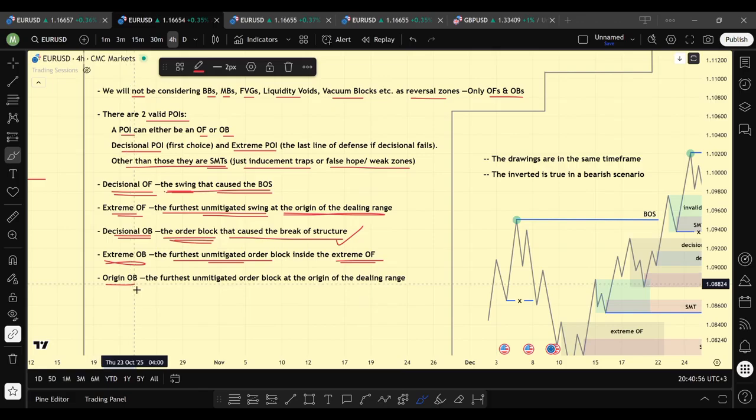Then finally, the origin OB. Sometimes price may create an extreme order flow that is not at the origin of that dealing range, and that's when the origin OB comes in. Let's say the order flow that was at the origin of the dealing range was mitigated, and the order flow that comes after it is the one that was unmitigated, so that becomes the unmitigated extreme OB, or order flow. And we will now be locating our extreme order block in that order flow, so that we can get the order block that was on the unmitigated order flow to be the extreme OB. I will be showcasing an example on this, so don't worry.